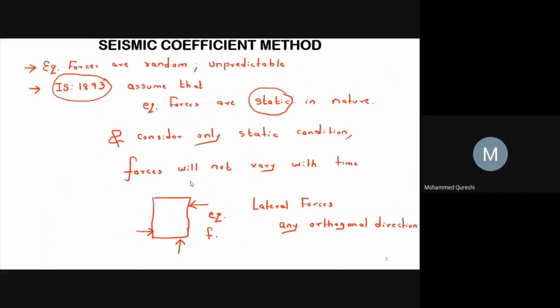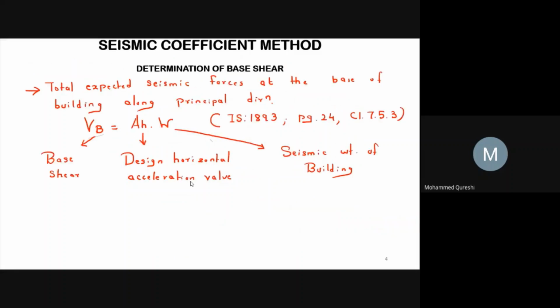And we know that earthquake forces are random and unpredictable in nature. Hence, the calculation procedure of earthquake forces is described by IS code 1893-2002. And remember one thing, we have to assume that the earthquake forces are static in nature, and hence we consider only the static condition, meaning the forces do not vary with time, and the seismic forces are lateral forces which act from any orthogonal direction.